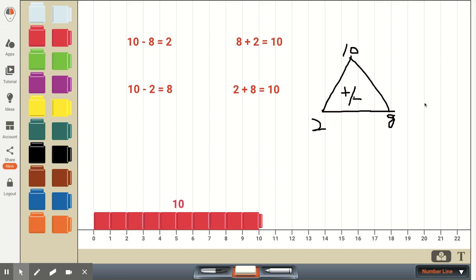Some first graders may use this triangle to help them come up with the fact family. So they might be placing the 10 at the top and the 2 and the 8, and then they can see that if they start with 10 and subtract 2, they're going to get 8. Or if they start with 10 and subtract 8, they're going to get 2. And for addition, 2 plus 8 equals 10, or using the commutative property, 8 plus 2 would be equal to 10.